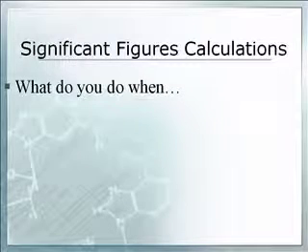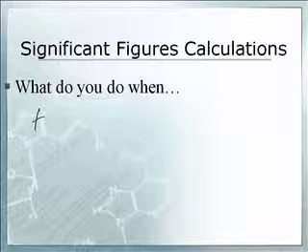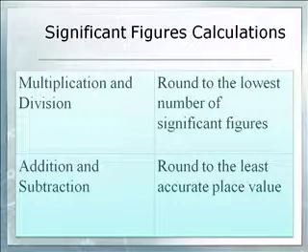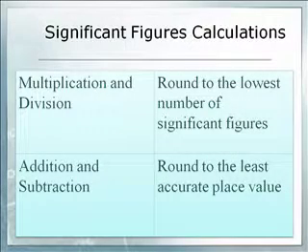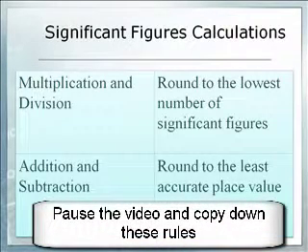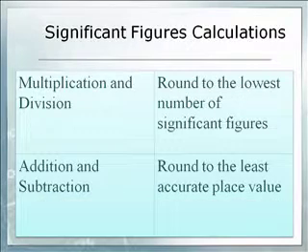So what do you do when you have to add, subtract, multiply, or divide? Well, there are some rules you have to follow, and they're different. They're not the same, so we have two different sets of rules: multiplication and division, and addition and subtraction. Guys, push pause on your video and write this down. For multiplication and division, round to the lowest number of significant figures. For addition and subtraction, round to the least accurate place value, the decimals.